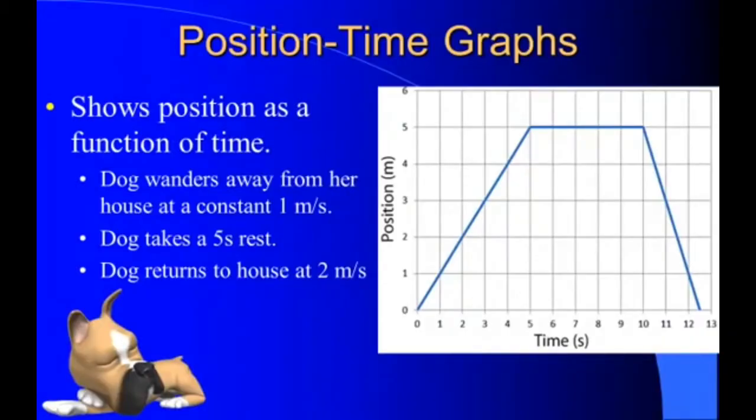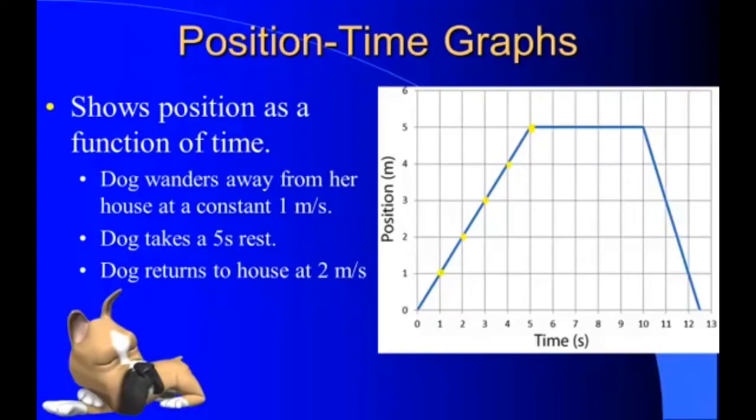Let's take a look now at position time graphs. Let's assume that we have a dog that starts on our back porch. We'll call that position 0. And over time, the dog wanders away from the house at a constant 1 meter per second for 5 seconds. So after 1 second, the dog will have gone 1 meter. After 2 seconds, the dog will have gone 2 meters and so forth. So we get a position time graph that looks like this for the first 5 seconds.